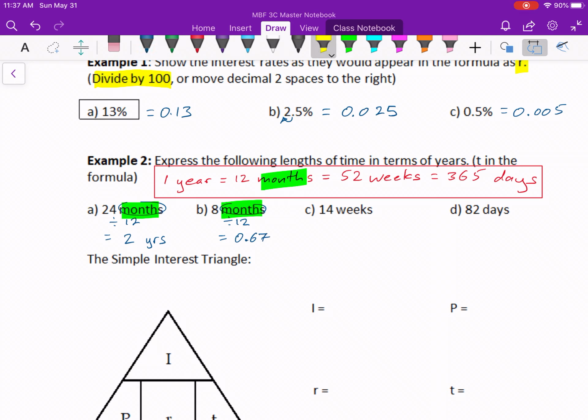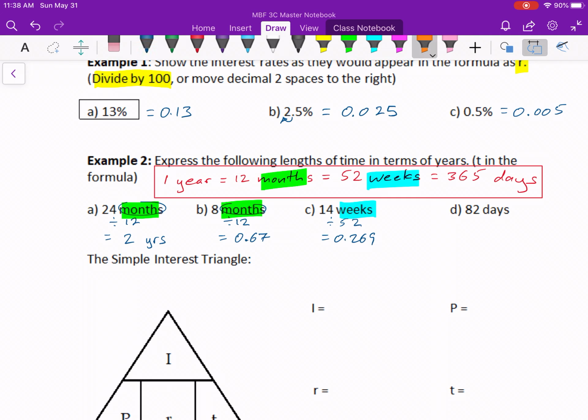This next one I see is in weeks, so I'm going to have to divide that by 52. 14 divided by 52 is, of course, going to give me a decimal, and I should carry a few decimal places. It works out to 0.269. So in other words, it's about 0.27 years. 14 weeks is a little bit more than a quarter of a year.